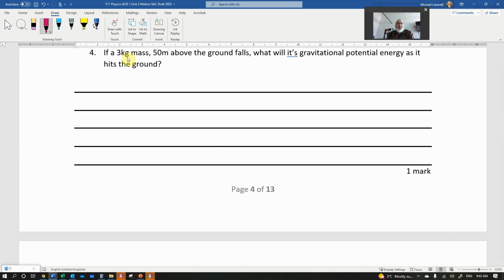Question 4, 3 kilo mass, 50 metres above the ground, falls, what will its gravitational potential be as it hits the ground? Well, as it hits the ground, H will now be 0, so EP equals mgh, so that's equal to 0 joules of energy just before it hits the ground.